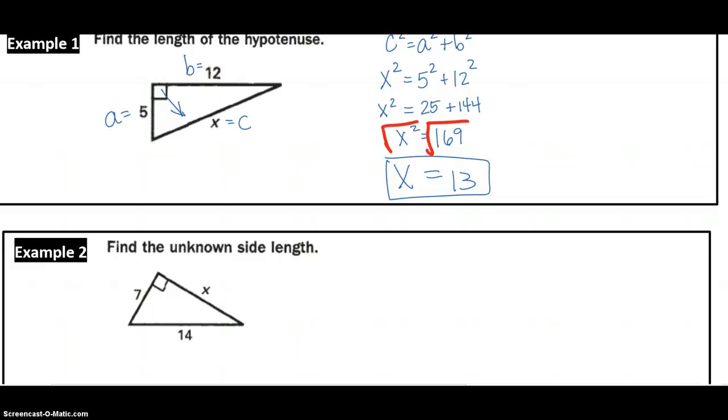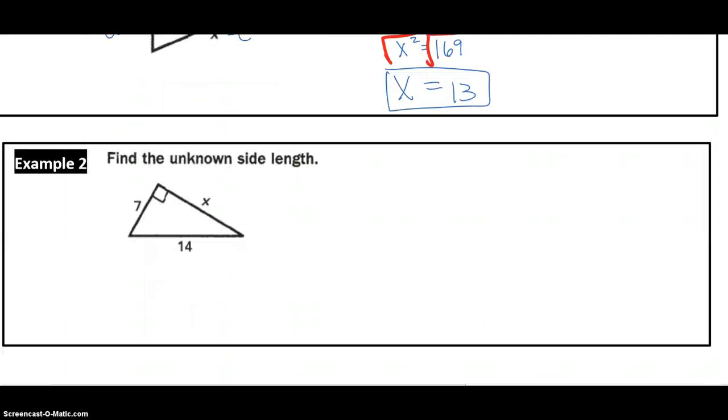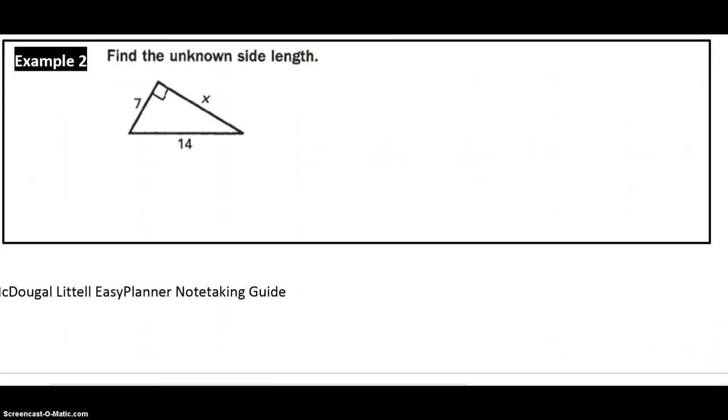Example number 2. How is it different from example number 1? We know the hypotenuse, right? So we're finding a leg this time. So it's going to look slightly different. The process, however, is the same. So let's label C first. C is always across from the right angle. After that, A and B do not matter.